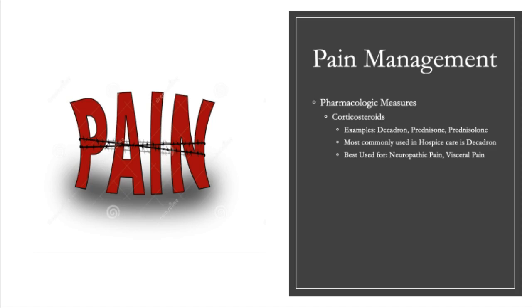So the first family that we're going to talk about is the corticosteroids, and these are very common. You'll see a lot of these. Some of the more common ones are Decadron and prednisone. Those are probably the two most common that you'll see.